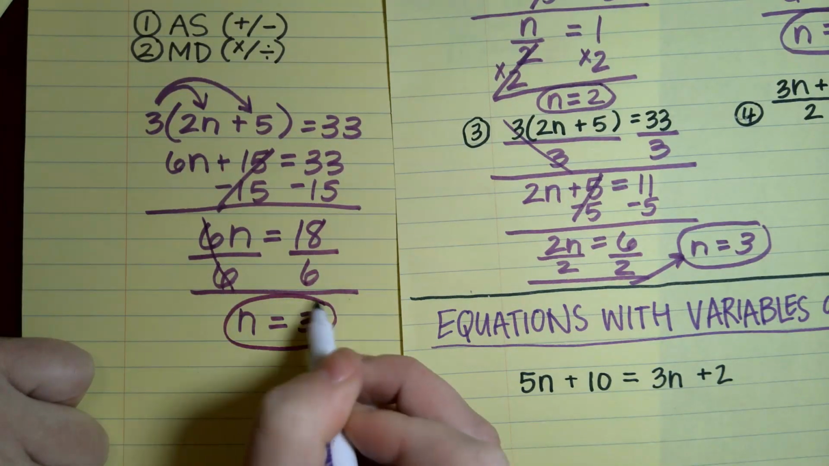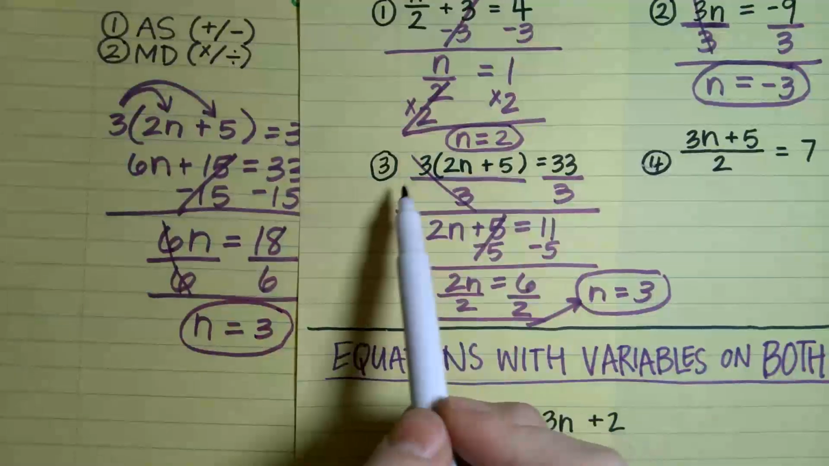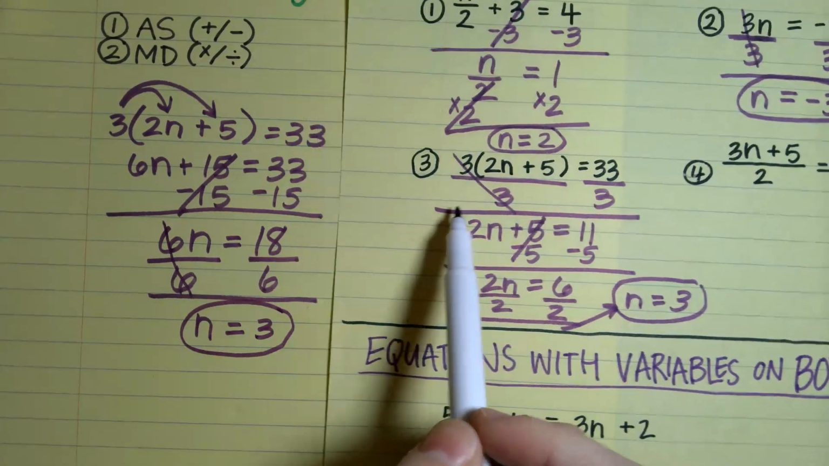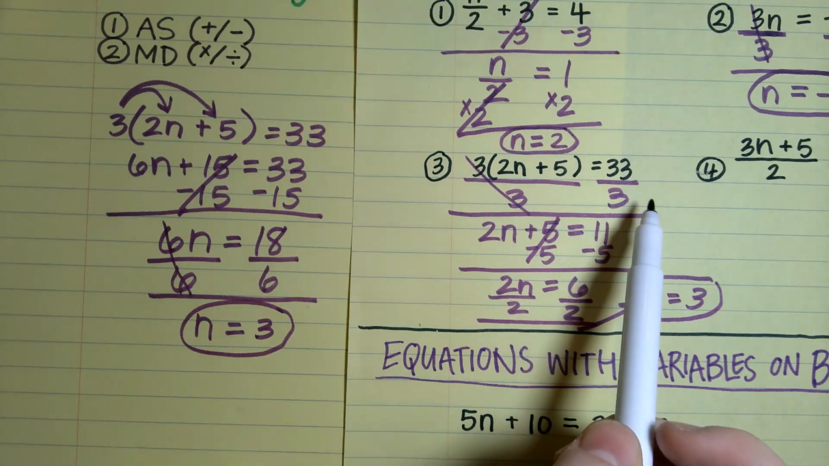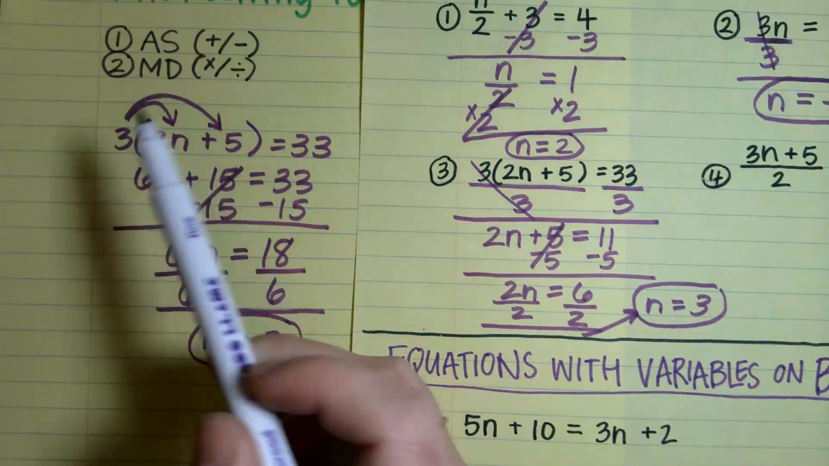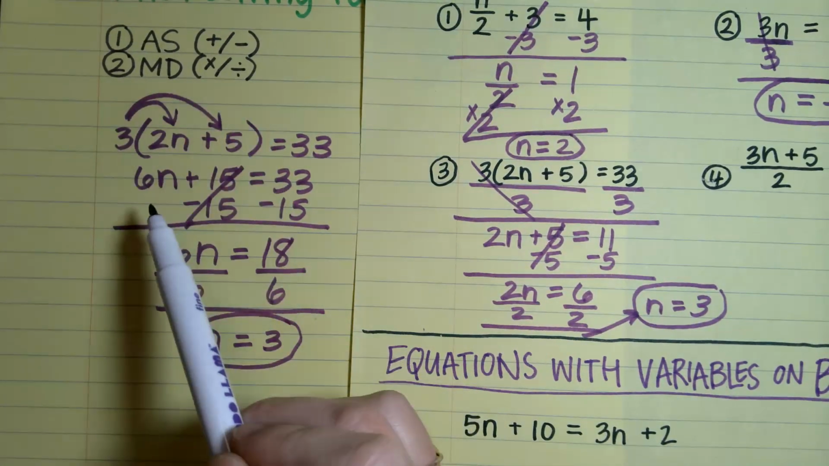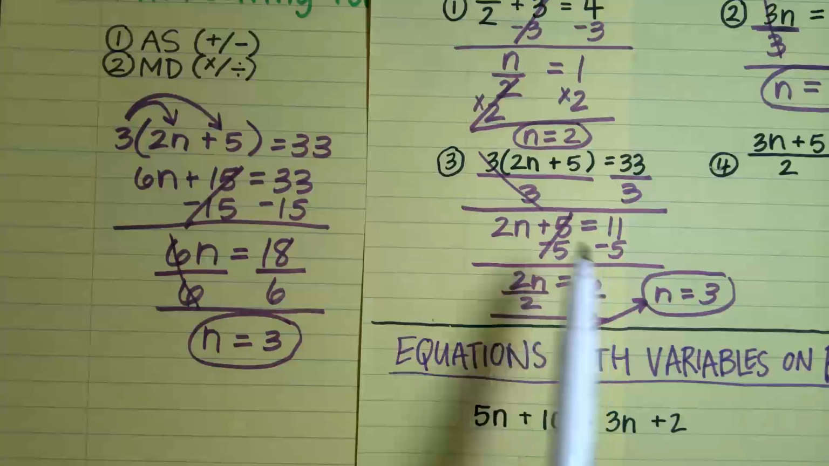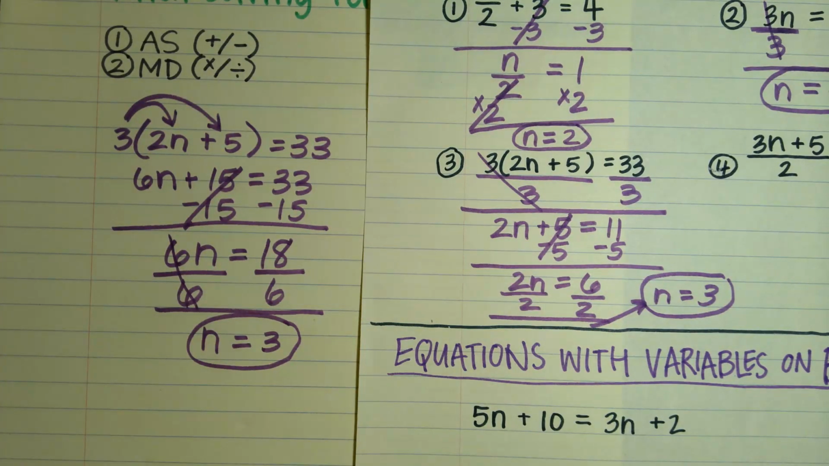Both ways will get you the right answer. Here we got rid of the 3, and we did divided by 3 on this side. Over here, we kept the 3, and we multiplied on this side. Both ways will work. Okay.